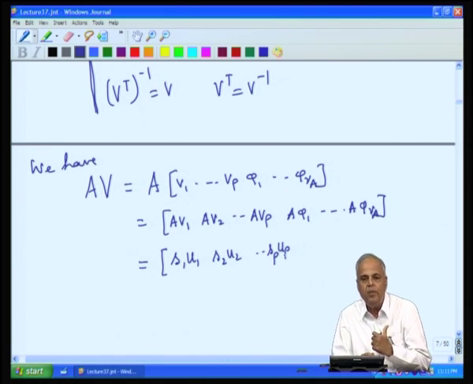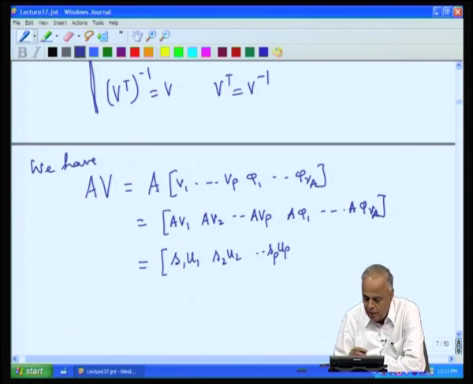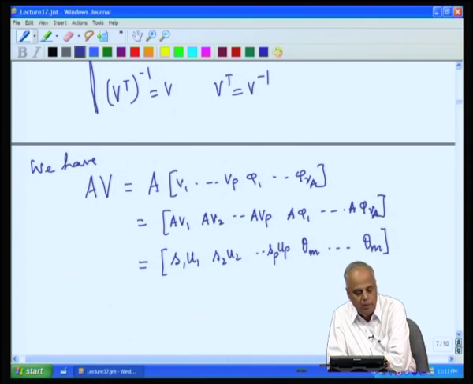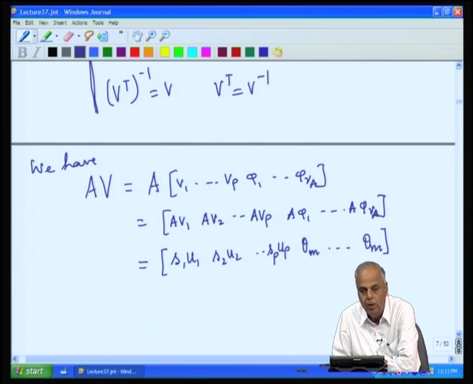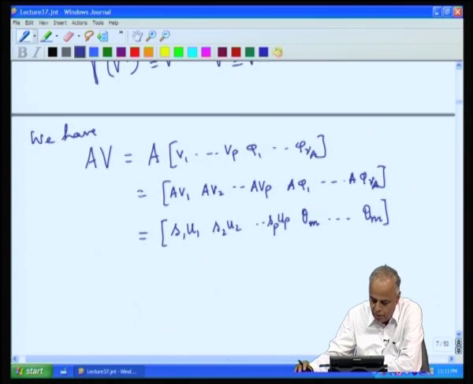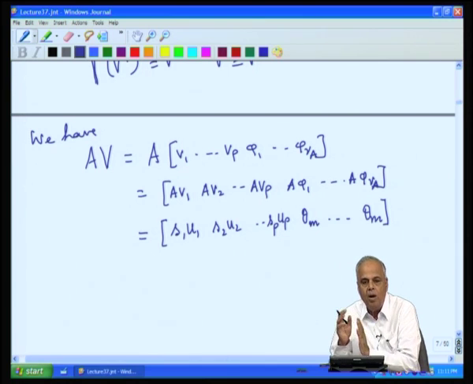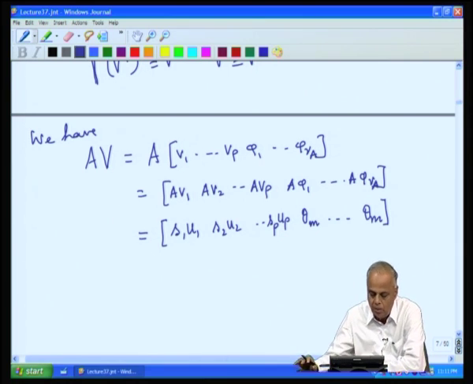Then phi 1 is in the null space of A. So, A phi 1 will be theta m, A phi 2 will be theta m, all these will be theta m, 0 columns, because phi 1, phi 2, phi nu A are all in the null space of A. So, A V is simply S1 U1, S2 U2, S rho U rho, and the last n minus rho columns are all 0.